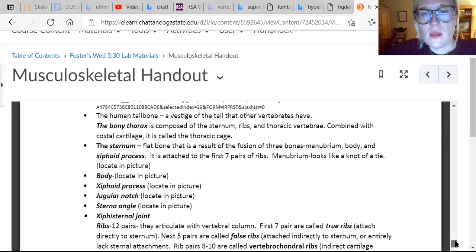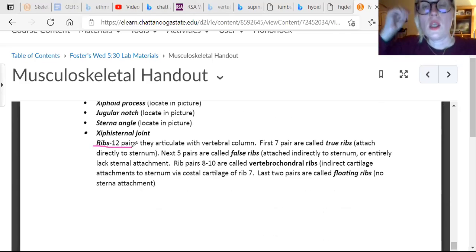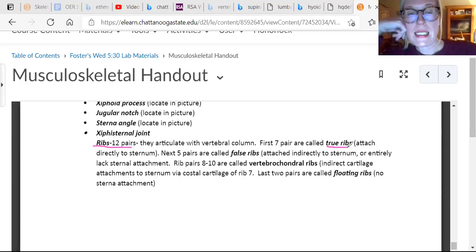Okay. So I've got this listed here via the ribs, but the ribs, there are 12 pairs. You'll have questions about that, I'm sure. 12 pairs. They're going to articulate with the thoracic vertebrae. Okay, the first pair, you'll see this in a second, they're known as true ribs because they directly attach to the sternum.